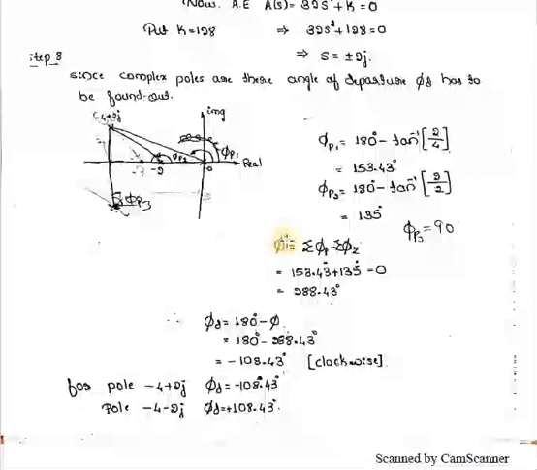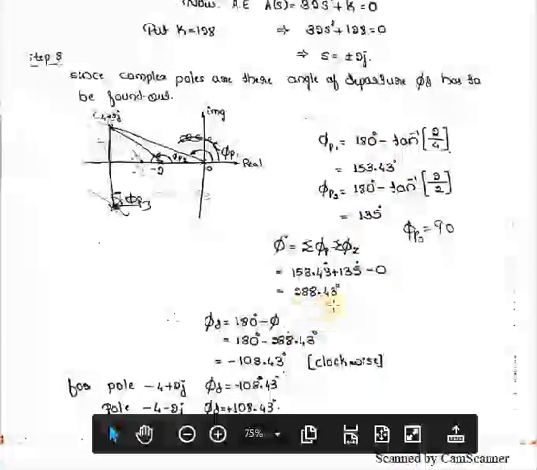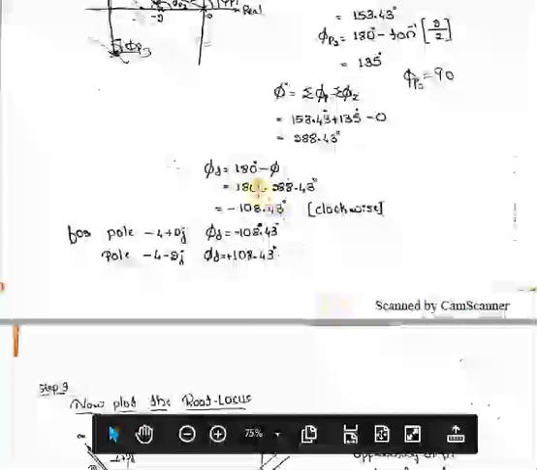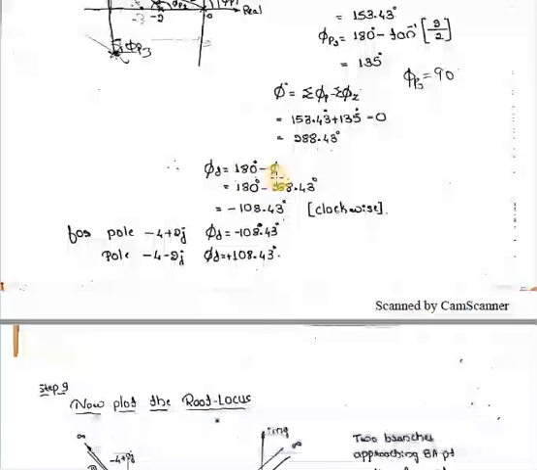So phi is summation of phi p minus summation of phi z. Since there are no zeros, take the summation of these three, you will get 288.43, and angle of departure is 180 degree minus phi. So 180 minus 288.43, you will get it as minus 108.43, clockwise. So for one pole it is with minus sign and for another pole it is with plus sign that you have to take.